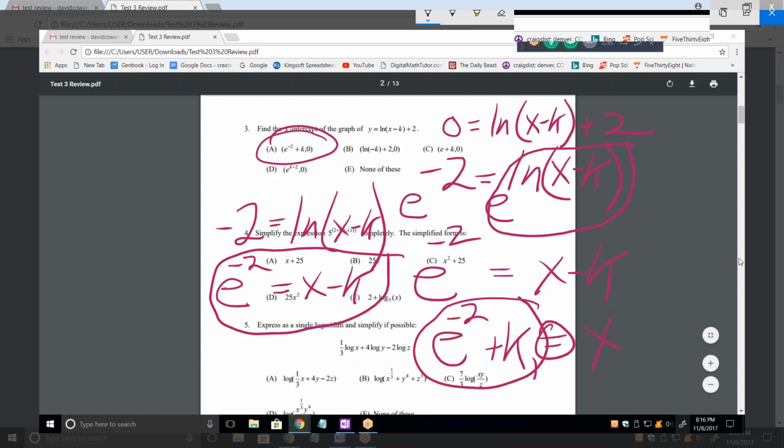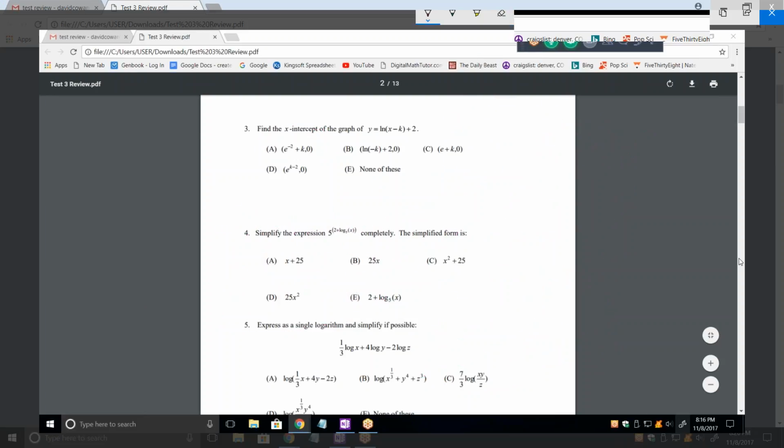Do you know how to do that? Yeah. I'd like just getting it from log to exponential. Let me just quiz you a little bit on converting from logs to exponential and back the other way. Okay. I've got to think of some problems.